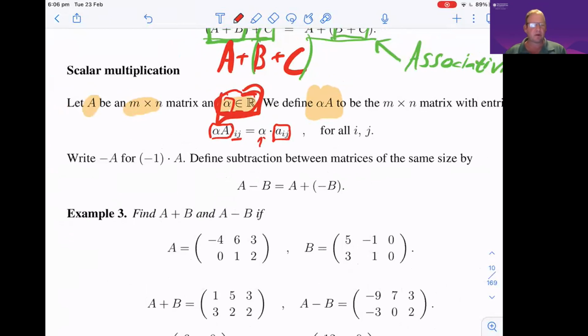Once we have that, we can immediately say what the negative matrix is, because this is just taking alpha equals -1 and multiplying it by A. That immediately gives us matrix subtraction. Matrix subtraction is the addition of the -1 scaled matrix B to the matrix A.